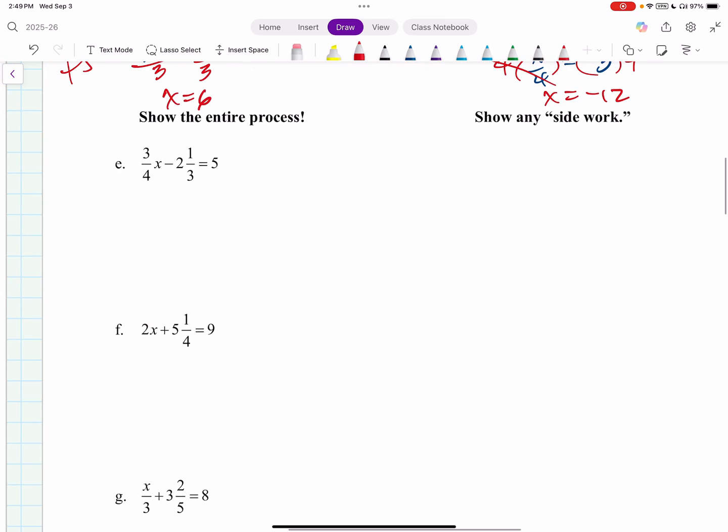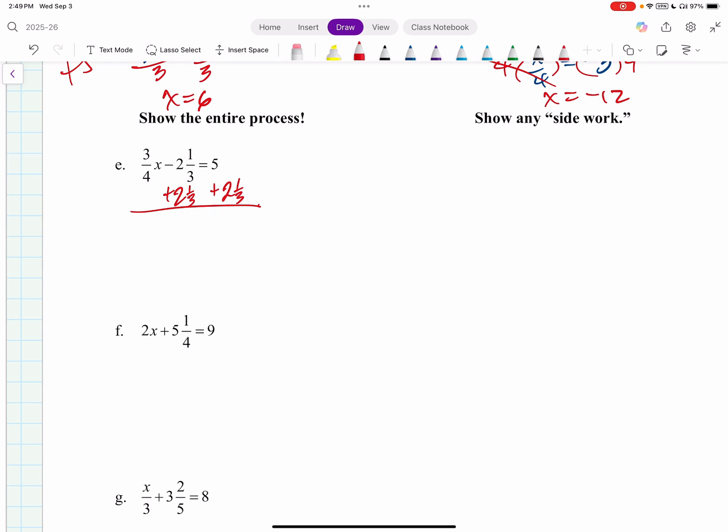All right, now to the more challenging stuff. On this one, we're going to add the opposite, 2 1/3, to both sides. The opposites cancel to 0. Then I get 3/4 times x is equal to 5 plus 2 1/3, which is 7 1/3. You just add the whole numbers: 5 plus 2 is 7.